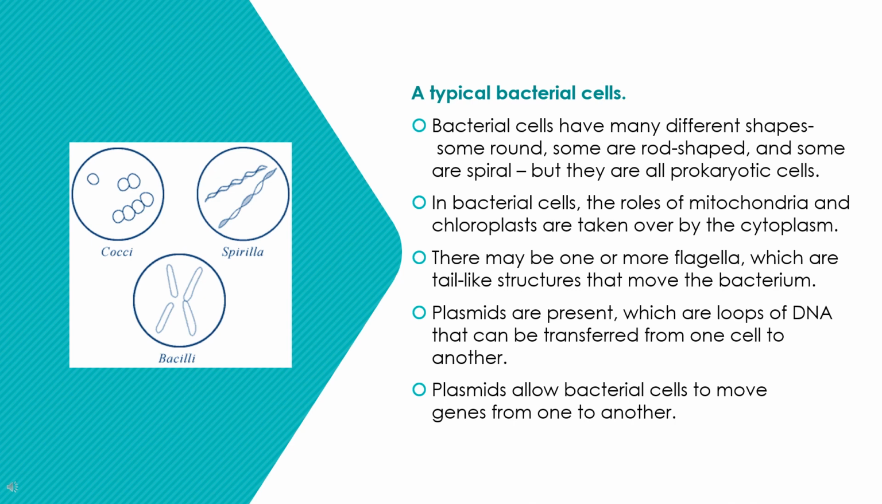So yeah. In bacterial cells, the roles of mitochondria and chloroplasts are taken over by the cytoplasm, which means that the cytoplasm controls the mitochondria and the chloroplast. Also, there may be one or more flagella, which are tail-like structures that move the bacterium. Plasmids are present, which are loops of DNA that can be transferred from one cell to another. Plasmids allow bacterial cells to move genes from one to another.